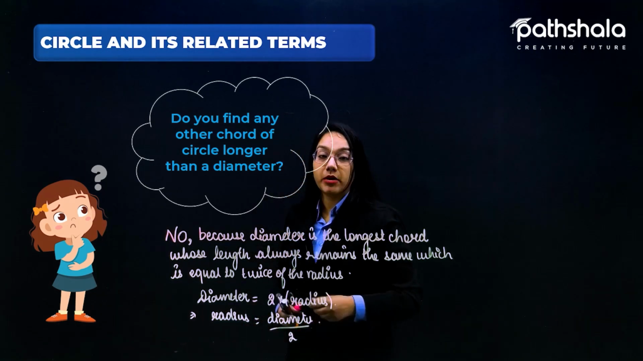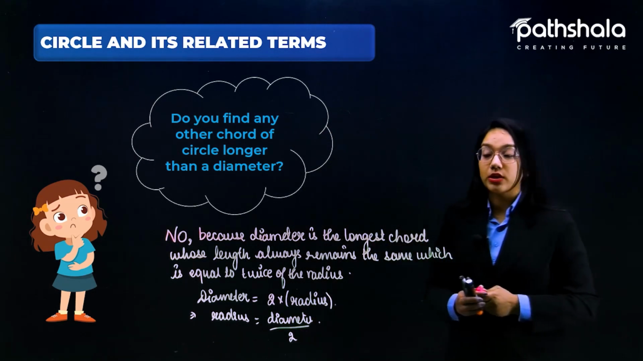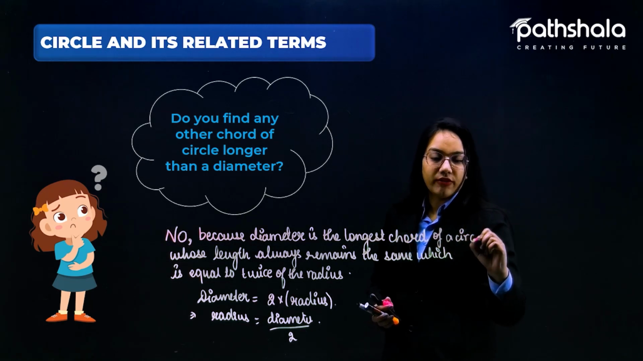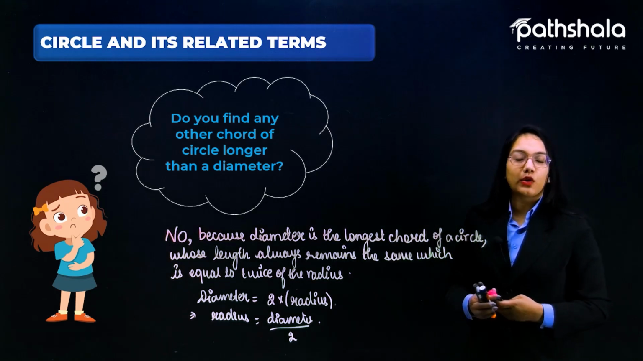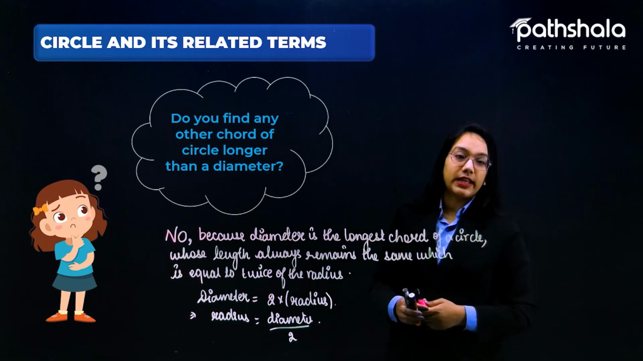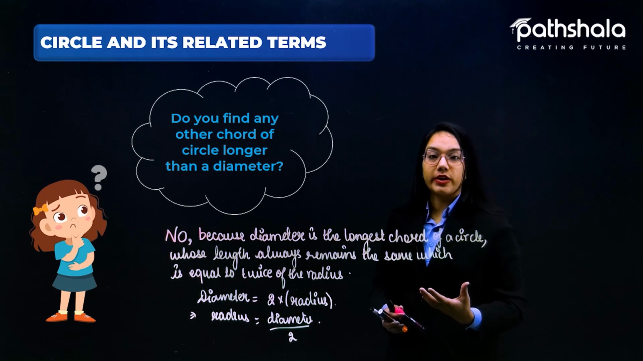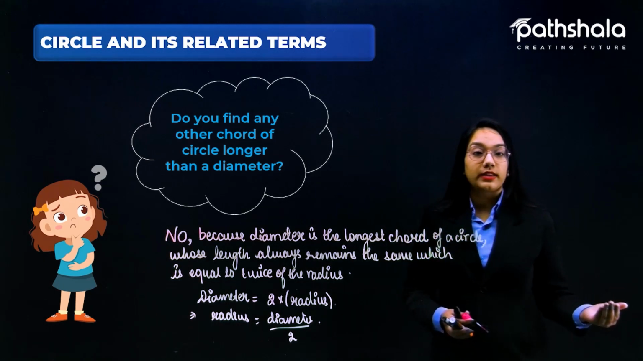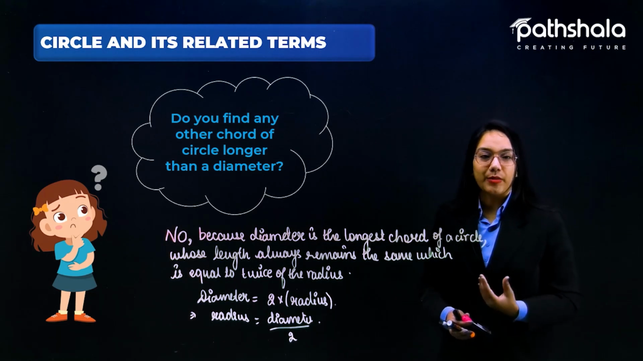So always remember that the diameter is the longest chord of a particular circle, whose length always remains the same for a particular circle, and which is equal to twice the radius. So the answer to this question is no, we cannot find any other chord of a circle which is longer than the diameter. So this is all about the chord and the diameter of a circle.